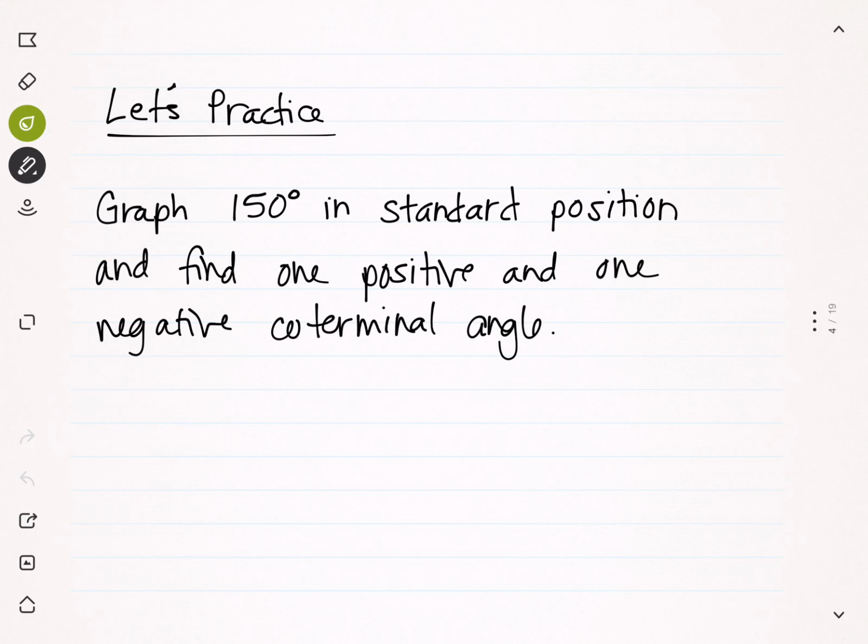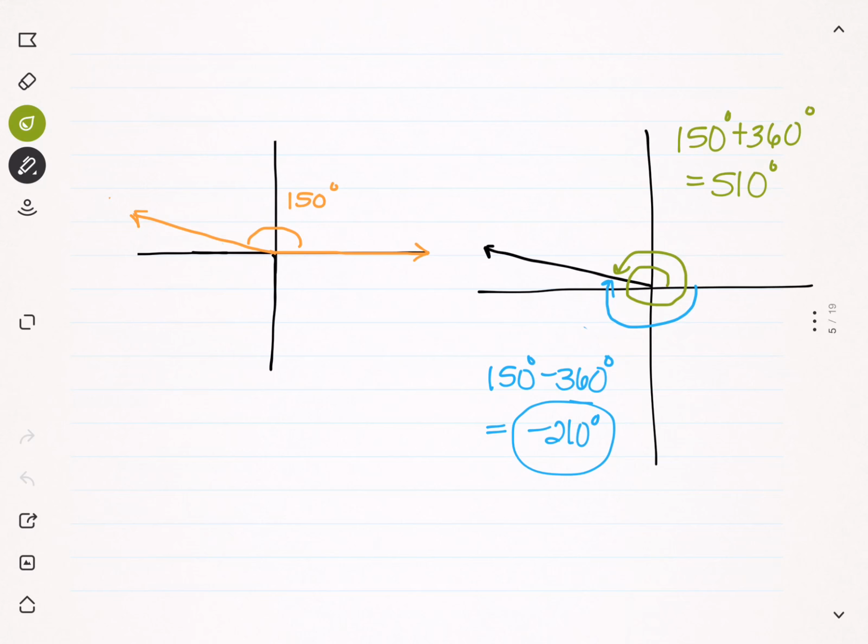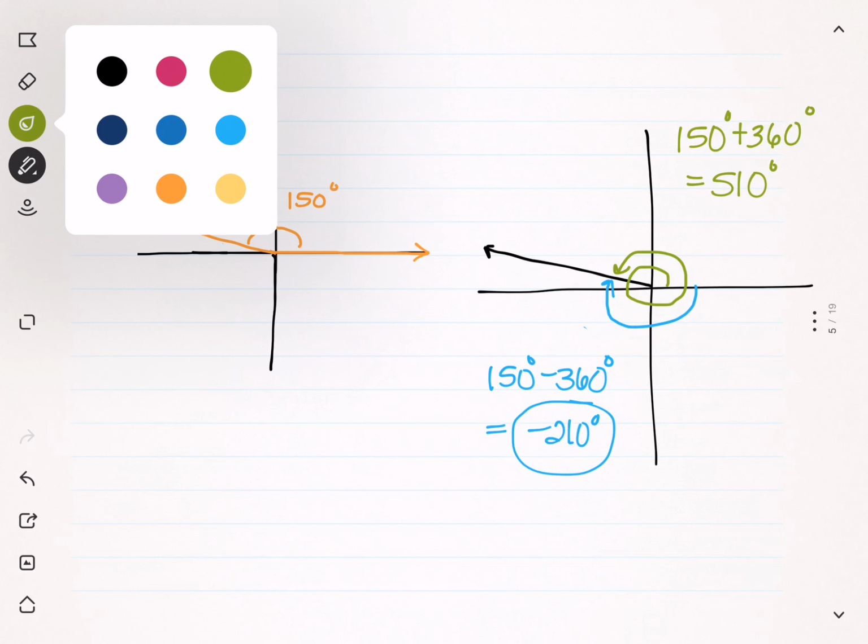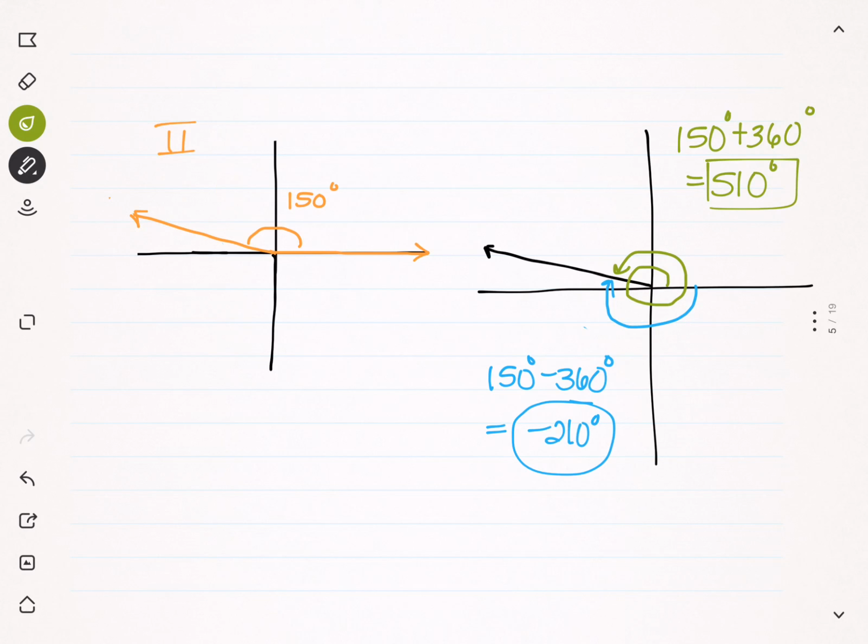Okay, so let's check your work here. When I graph 150 degrees, that's going to put my terminal side here in quadrant 2. Then if I want to find one positive and one negative coterminal angle, I'm going to take 150 degrees and add 360. So I'd have to go around the circle more than one time in the counterclockwise direction if I wanted a positive coterminal angle, and that's going to put me at 510 degrees. That's the green one there. So that's my positive coterminal angle.